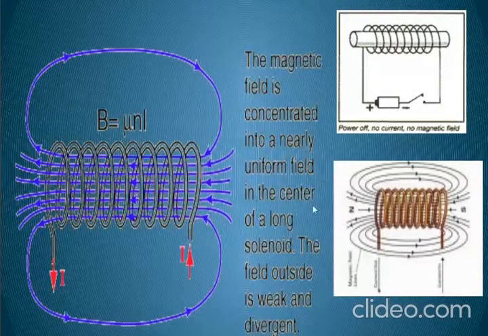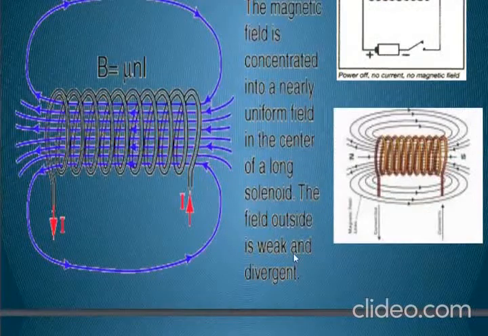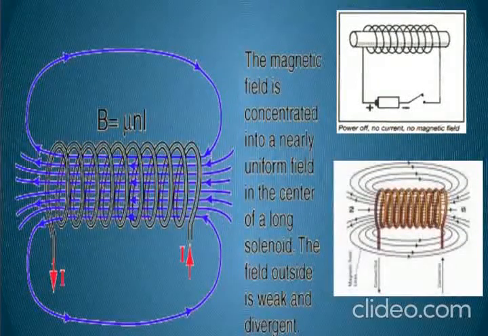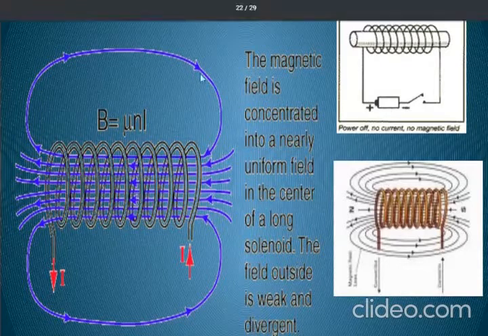the interior or in the center of the long solenoid, and the field outside the solenoid is weak and divergent, but inside it is uniform. So you see from looking over the field line pattern here, outside there is only one field line showing, but inside so many field lines are there.